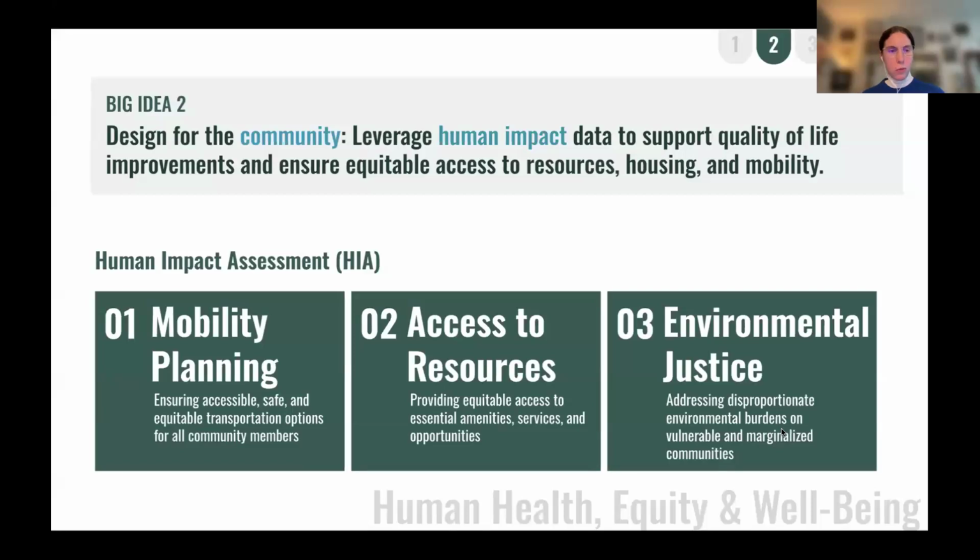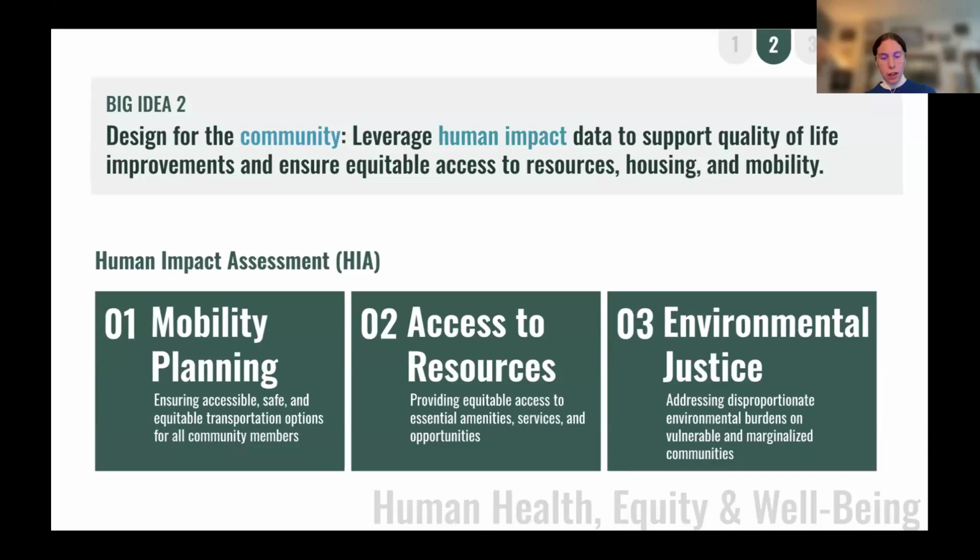So moving on to big idea number two, we have design for the community. So the second new prerequisite in V5 is a human impact assessment. And here projects are asked to leverage human impact data that supports quality of life improvements and ensures equitable access to resources, housing, and mobility. Designing for the community begins by understanding what the community actually needs. And even before that, who is the community? In LEED V5, teams are asked to think about those impacts in early pre-design and planning phases.